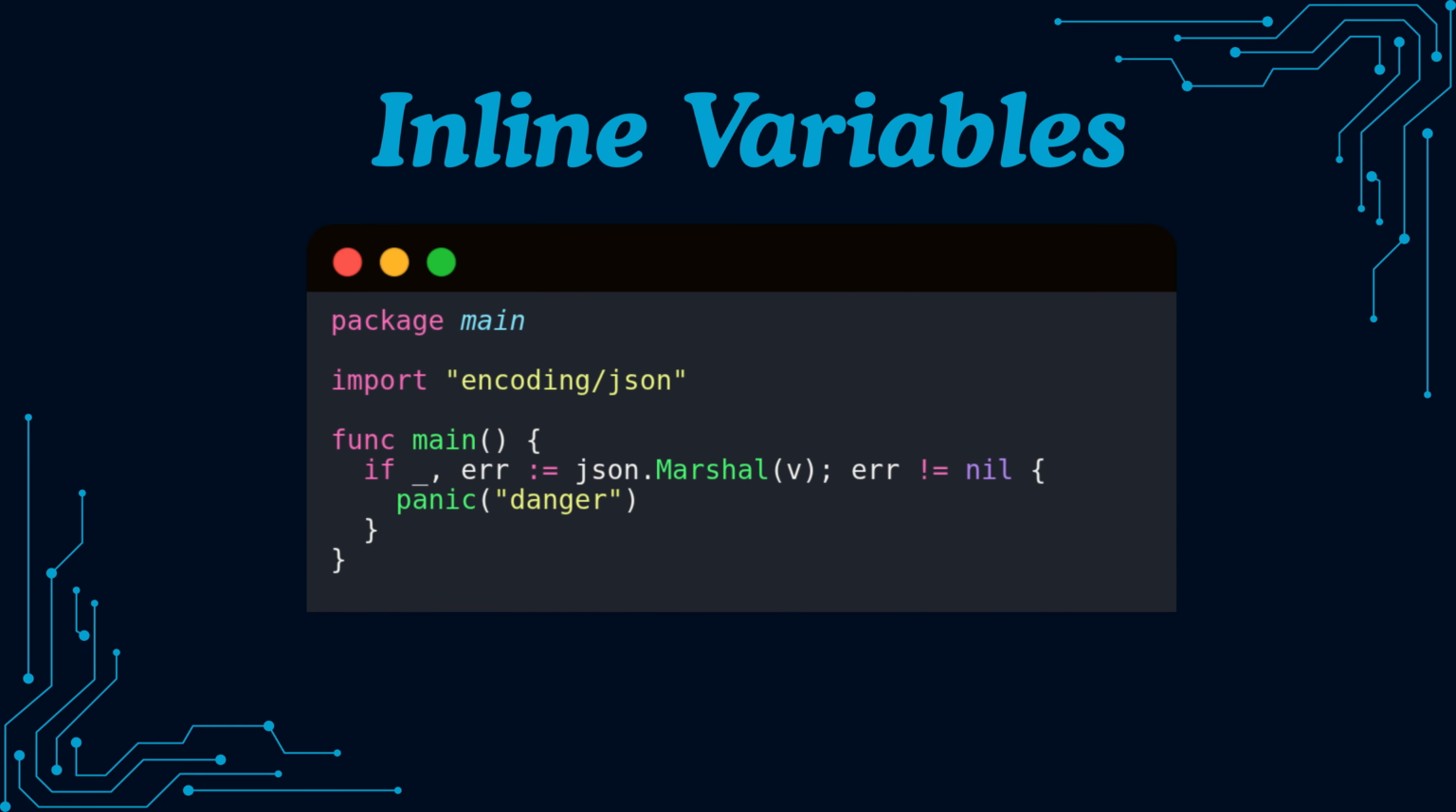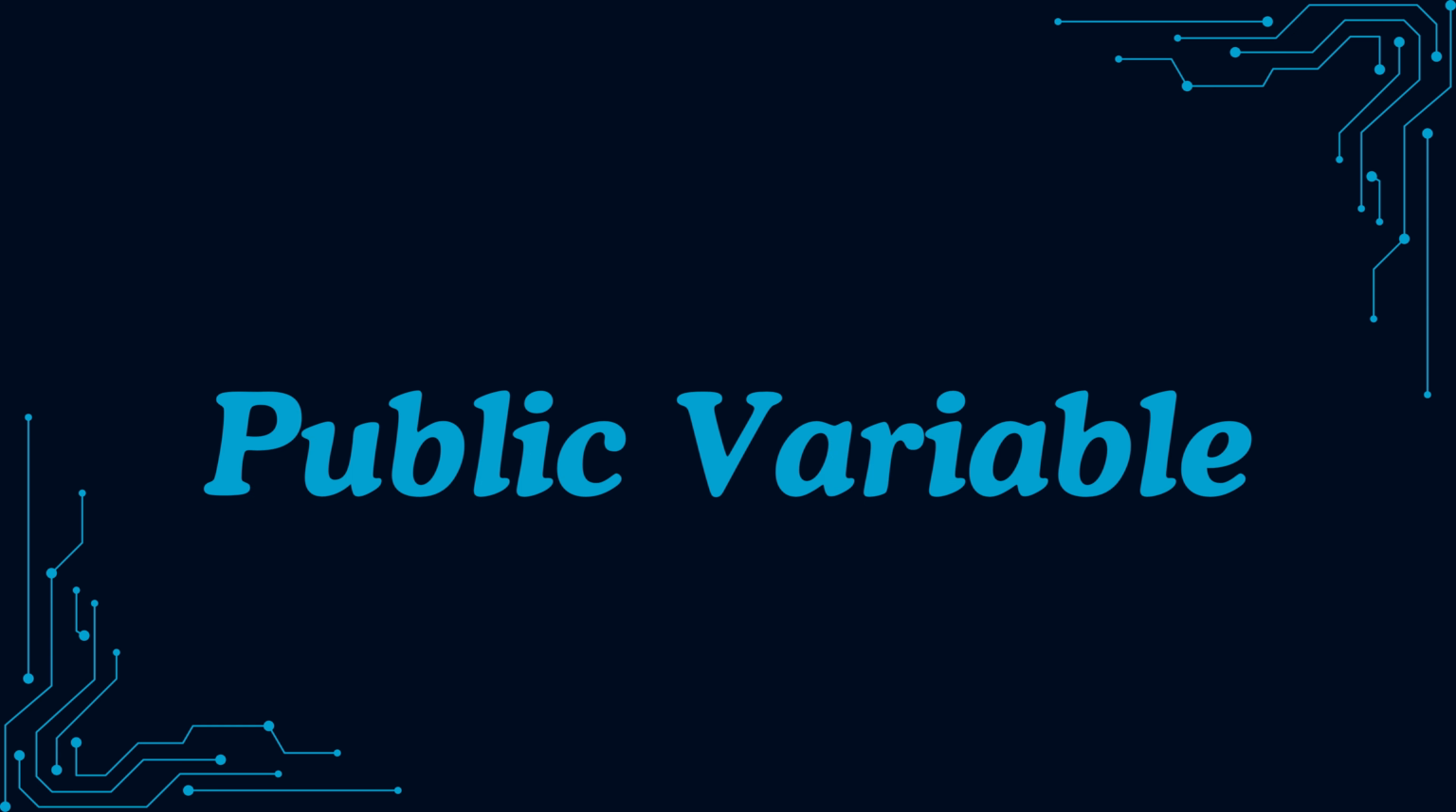This example shows a more realistic use of inline variables. In the example, we're going to marshal a variable into JSON, and we want to check if there's an error during marshalling. We don't care about the value returned, so we can use an inline variable and check if there's an error while marshalling. If there is, we can handle the error. Using inline variables helps save us a few lines when we're calling functions and we only care about the error that is returned.